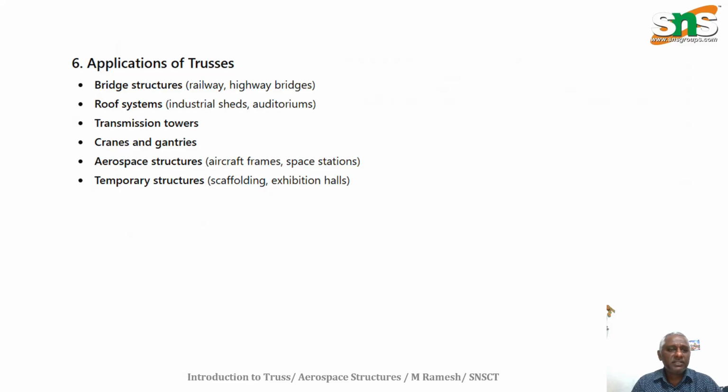Then we have many differentiations between frame and truss: load application, analysis point of view, and what type of joints or supports act in a truss as well as a frame. Finally, we concluded with the applications of trusses, especially bridges, roofs, open auditoriums, electrical transmission towers and cranes. These are very important real-time applications of trusses we see every day.